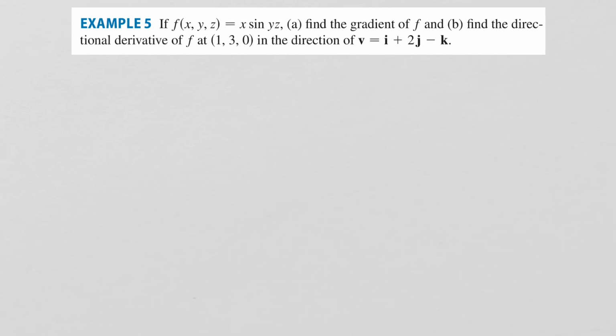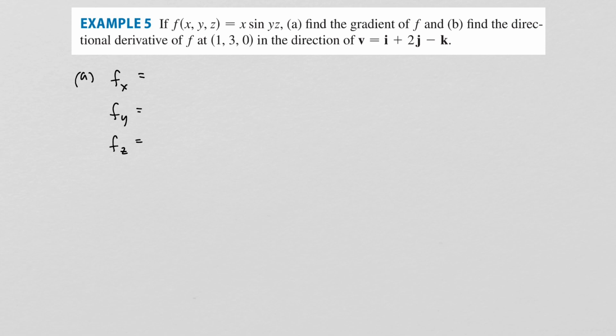So in our next example, we have a function of 3 variables now. First, let's find the gradient of the function f, and then we'll find the directional derivative of f at the point (1, 3, 0), and in the direction of this vector v here. So for part A, let's go ahead and find the partial derivatives fx, fy, and fz.